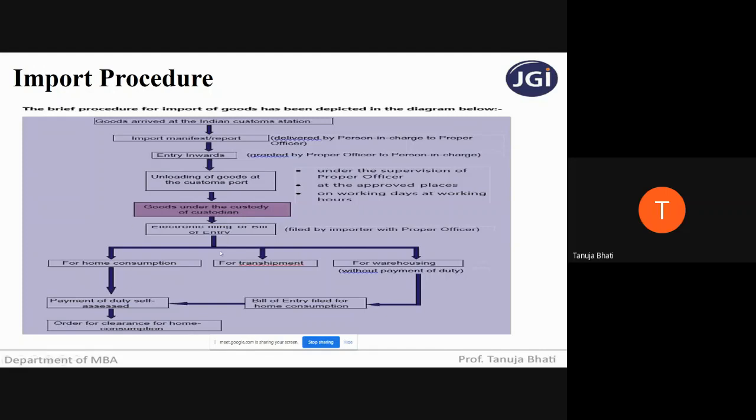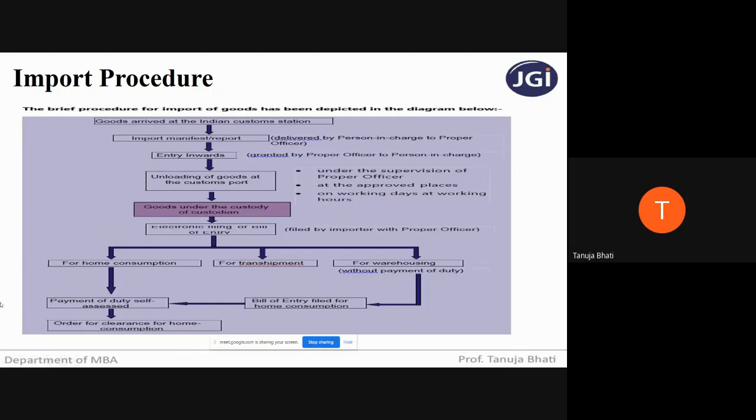Now, next is electronic filing of bill of entry. The bill of entry will be filed by the importer with the proper officer. Now, what is this bill of entry? The bill of entry is, students, as I already told, a legal document which has to be filed by the importer for clearing the goods. It is filed either on the arrival of the goods or at the time of clearing the goods. So the bill of entry is a legal document filed by the importer to clear the goods.